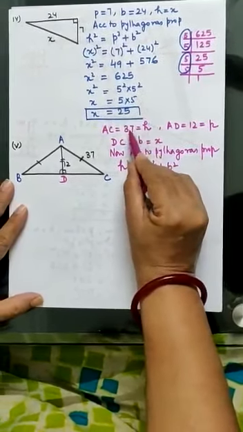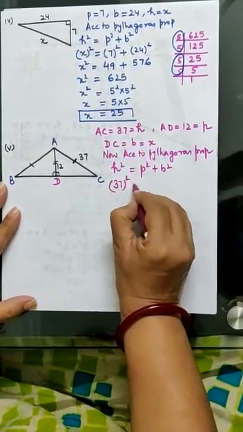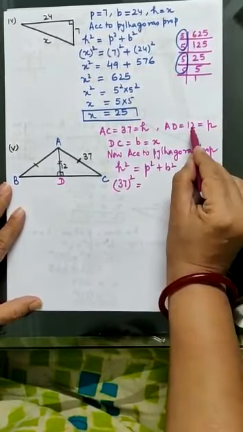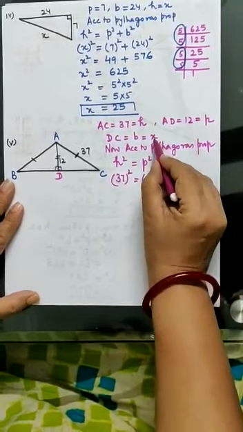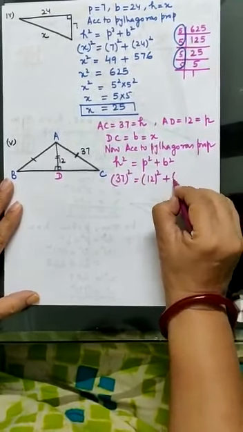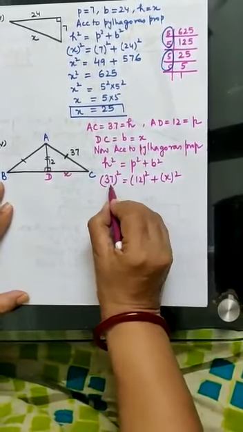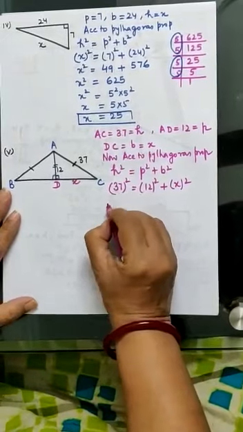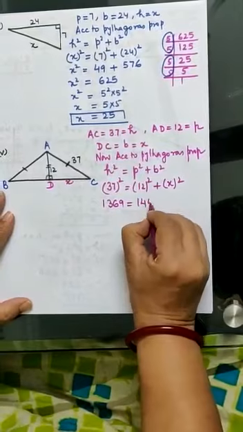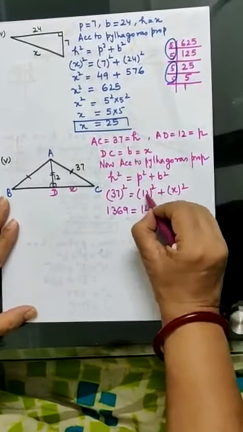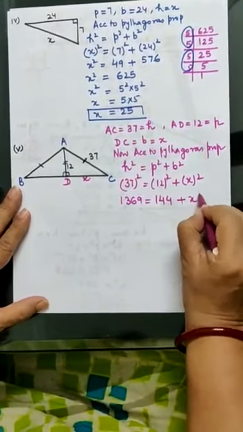Now here H is what? 37. So in place of H square we can write down 37 square, and P is 12, so in place of P square we can write down 12 square, and B is X, so instead of B square we can write down X square. This DC is X actually. Now 37 square is 1369 and 12 square is 144. 12 square means 12 into 12 and 37 square means 37 into 37. And this is X square.